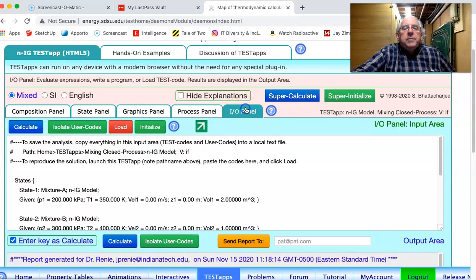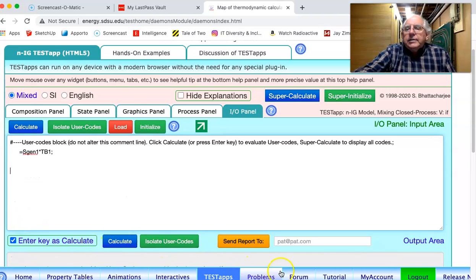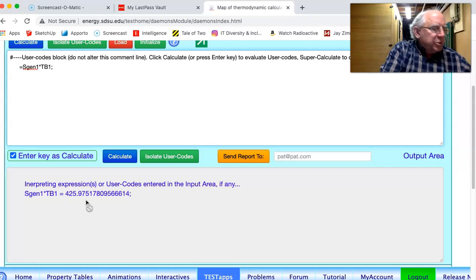Now if I go back to my I/O panel, I can have it calculate the irreversibility, which is just S-Gen 1, process 1, times the temperature B1, the boundary temperature. So this calculates for us what the irreversibility is: 425.9. And that finishes up this particular problem.